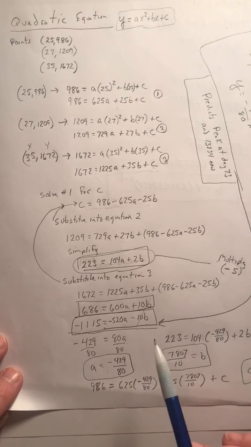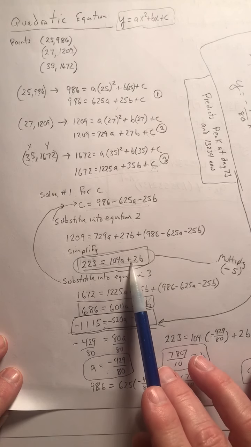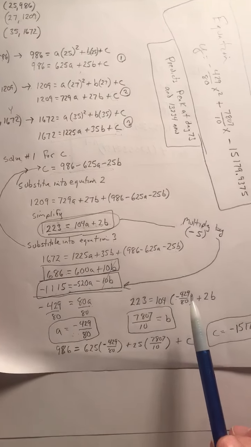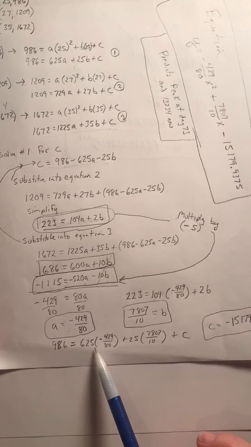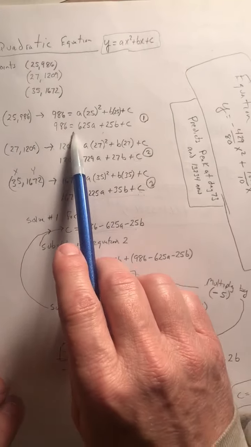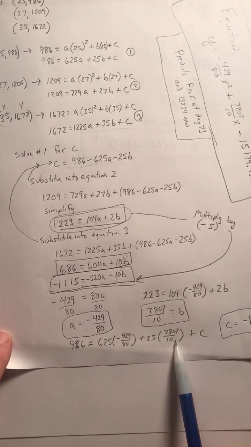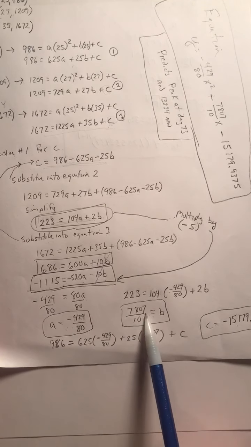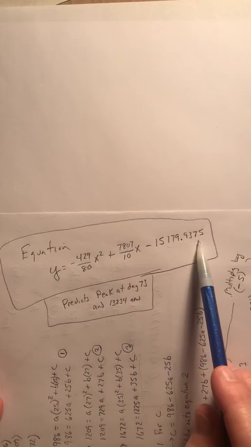Once I have that, I substituted a into one of my equations. I just used this one because it was smaller numbers. I substituted the a in there and solved it for b. Then I had a and b, and I took one of my equations, the first one again, substituted in my a and my b, and solved it for c. That's how I got the c. So now I have a, b, and c, so I wrote my equation. Here's my equation. There's a, there's b, and I put in c.